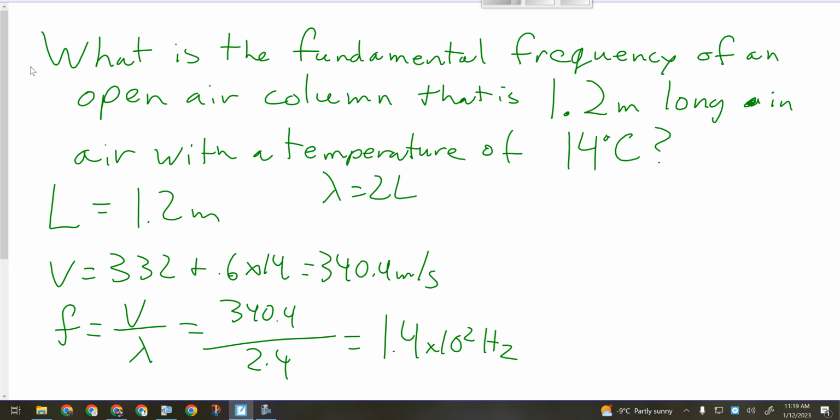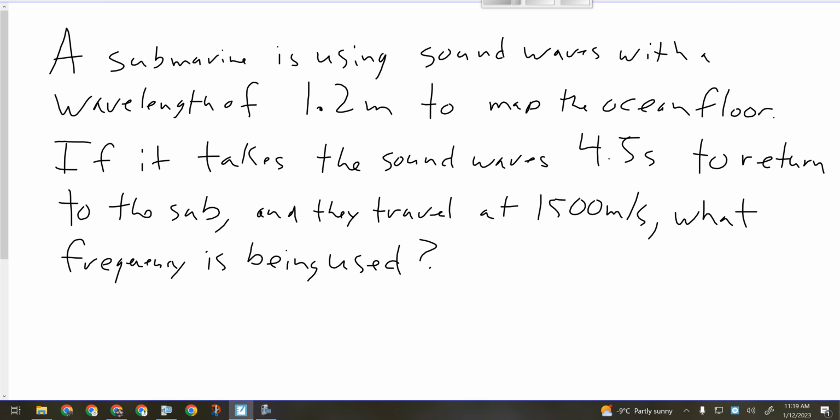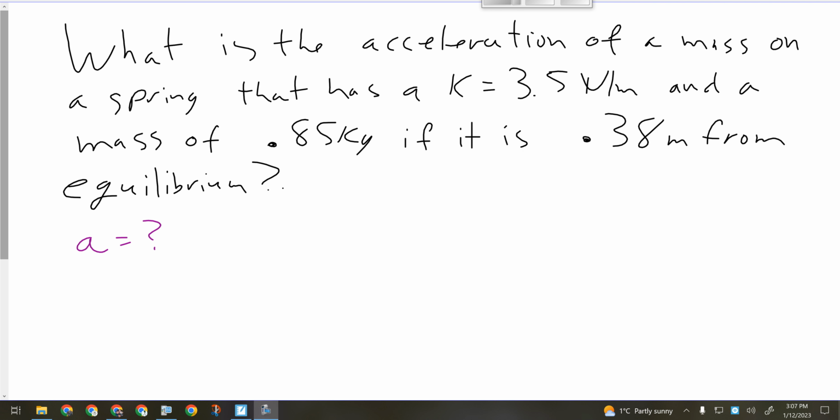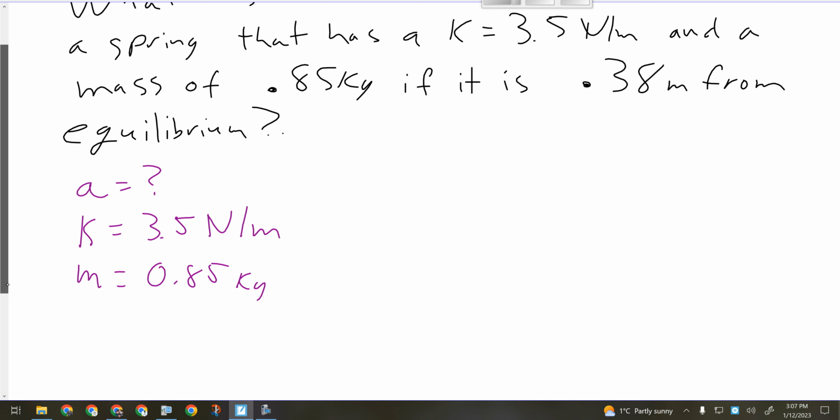All right. Any other ones? Everybody's good? Okay. I'm sure I got something here worth looking at. There you go. There's a wave behavior problem. So we're looking for acceleration. We know that the spring constant is 3.5 newtons per meter, we know the mass is 0.85 kilograms, and we know that it is 0.38 meters from equilibrium.